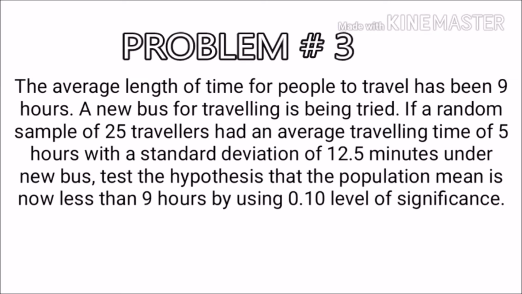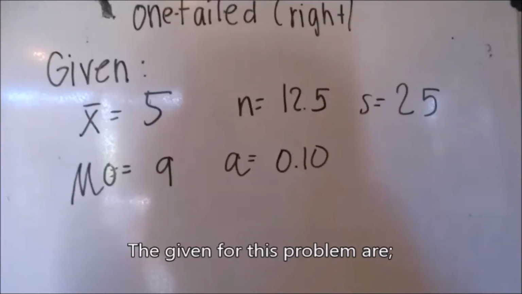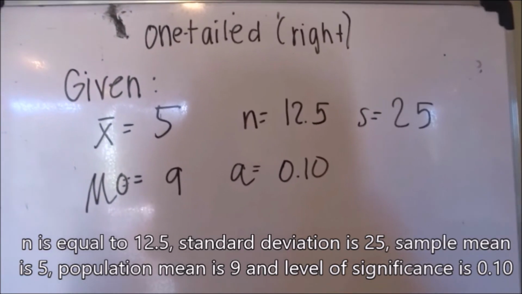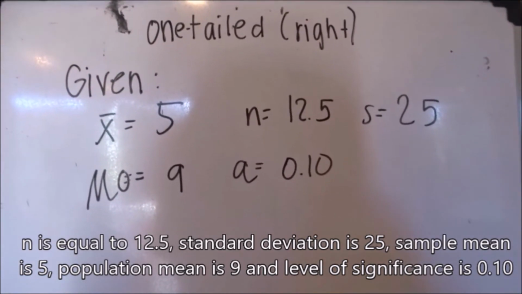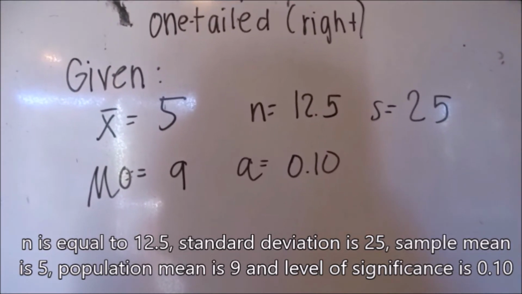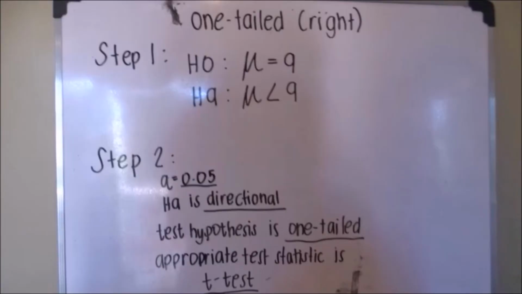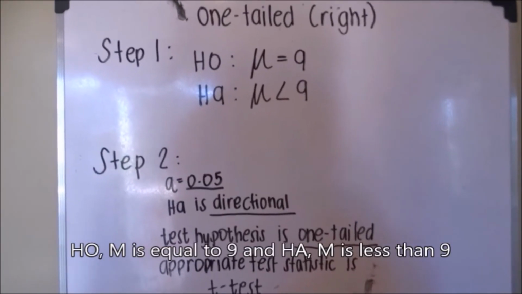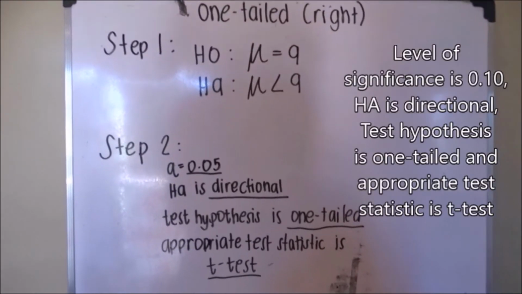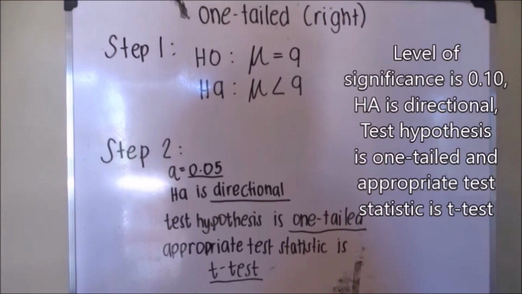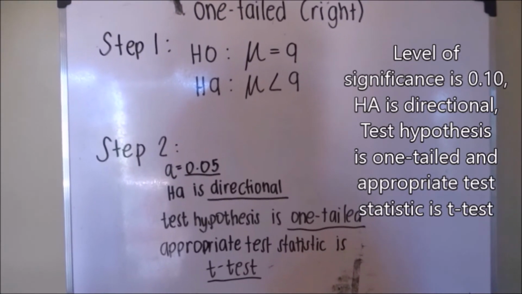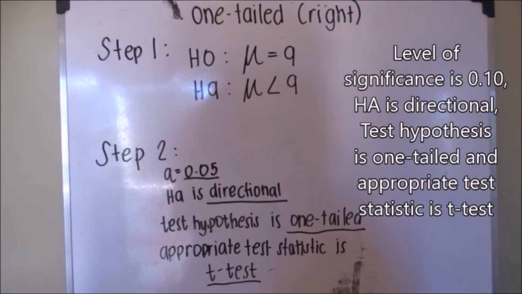The given for this problem are: n is equal to 25, standard deviation is 12.5, sample mean is 5, population mean is 9, and level of significance is 0.10. H0, mu is equal to 9; HA, mu is less than 9. Level of significance is equal to 0.10, HA is directional, so the test is one-tailed, and the appropriate test statistic is the t-test.